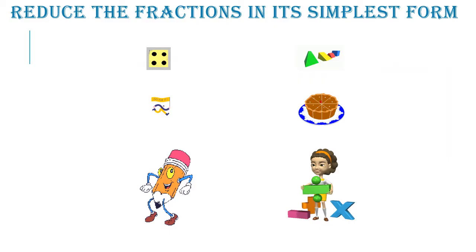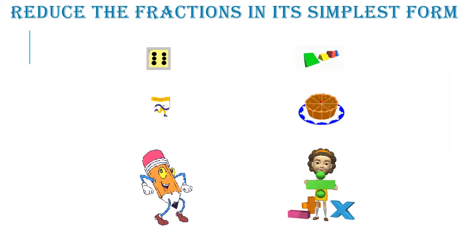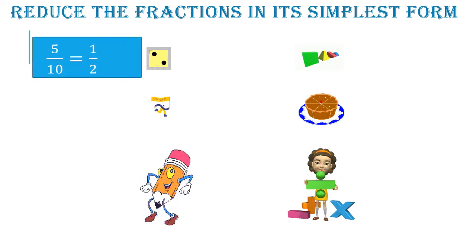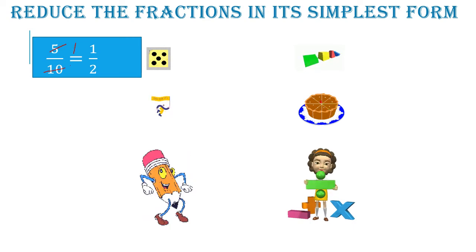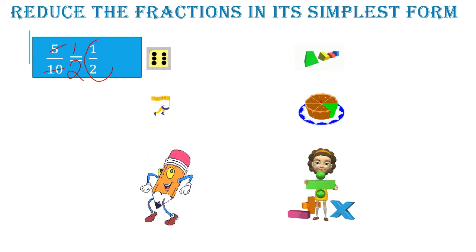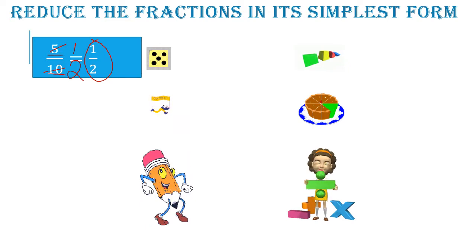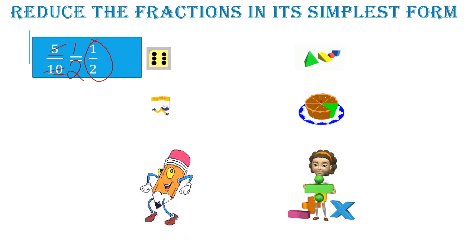Let's go. Reduce the fraction to its simplest form. So we have 5 by 10. If we say the 5 times table, then 5 times 1 is 5 and 5 times 2 is 10. So the simplest form is 1 by 2. See, in the denominator we have 10, in the numerator we have 5. The denominator is twice the numerator, right? So 5 by 10 also means 1 by 2.